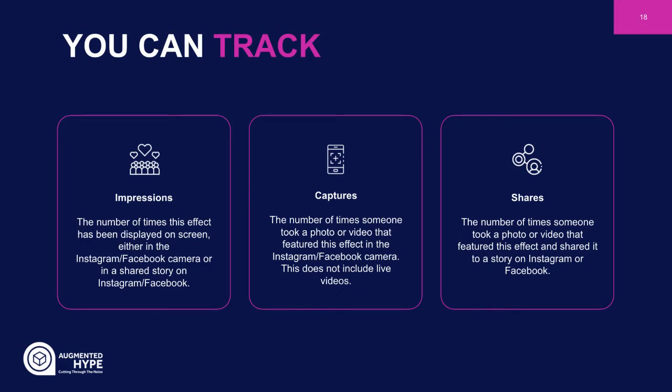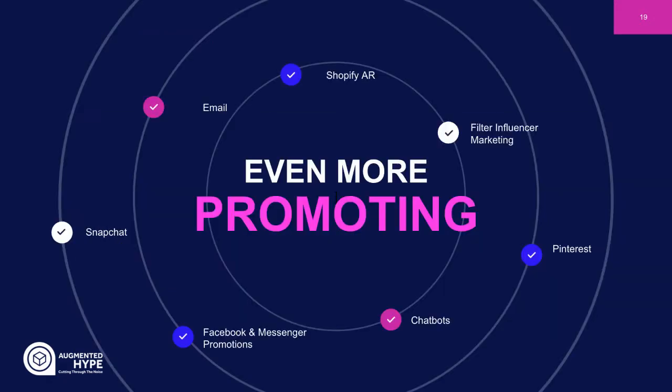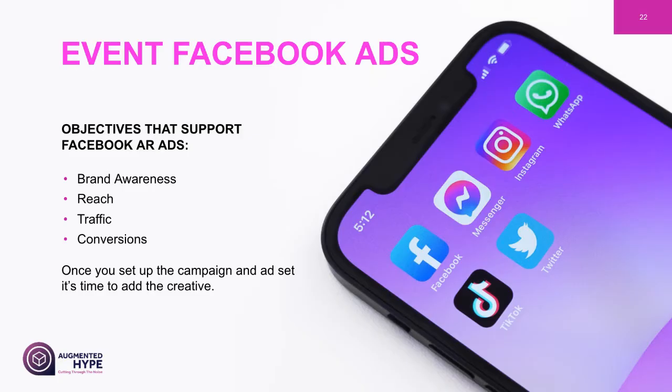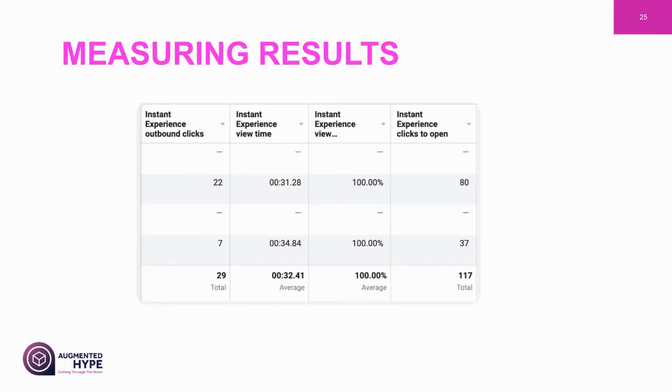You have the AR ad metrics within Facebook. Well, they're not AR, sorry. They're instant experience metrics. So you have specific metrics to do with instant experiences, which actually are a little bit further on. I'll run back in a second. But yeah, so you have these four: instant experience outbound clicks, instant experience view time, instant experience view percentage, and then instant experience clicks to open.